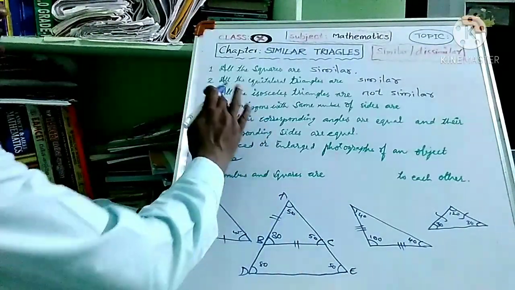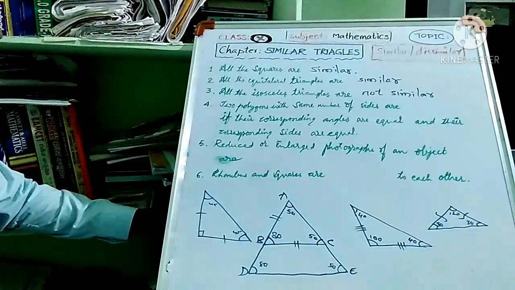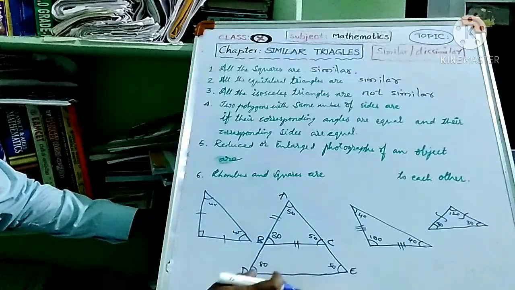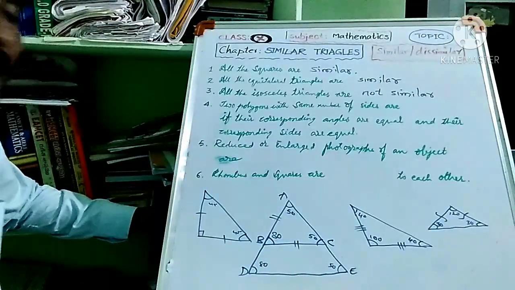So what do we observe? All the isosceles triangles are not similar. If the isosceles triangles with the same vertex angle are taken, then they are similar.